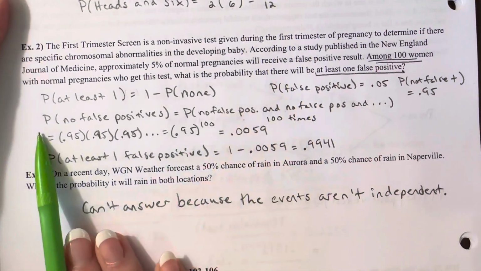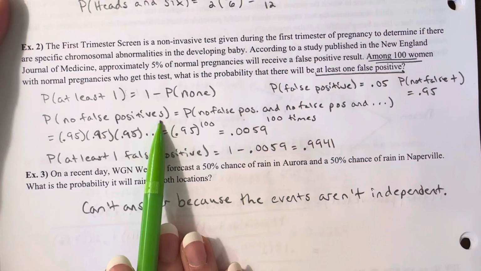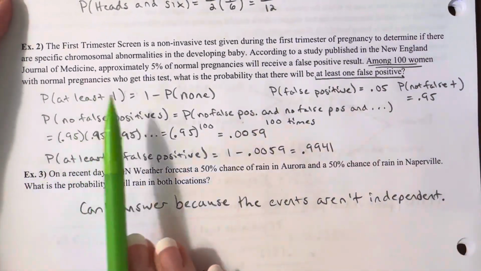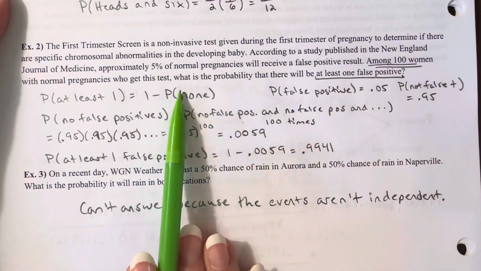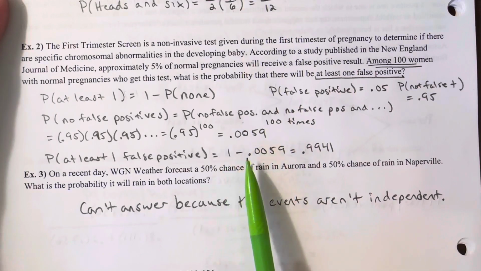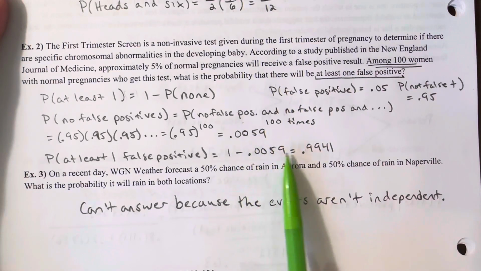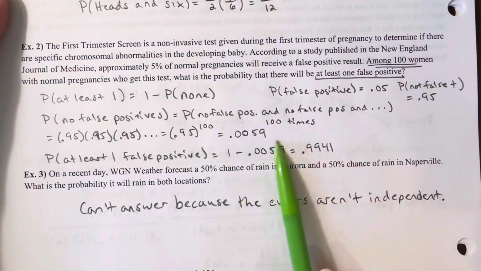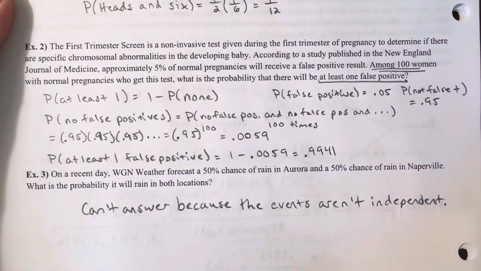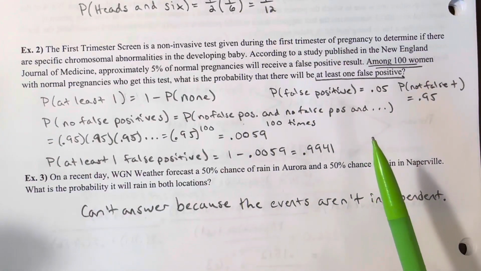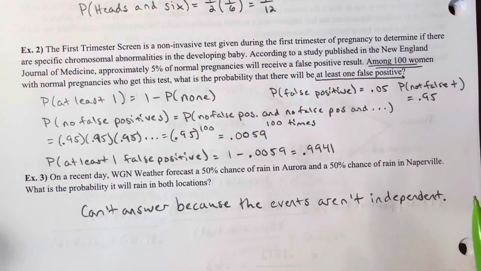Now, that was the probability of no false positives. We wanted at least one false positive. Let's make sure we actually answer our question. We still need to take 1 minus the probability we just found. So the probability of at least one false positive is equal to 1 minus the 0.0059 we just calculated, which is equal to 0.9941. That is our final answer. So sometimes you use the multiplication rule for independent events along with the complement rule to help you calculate really complex probabilities.